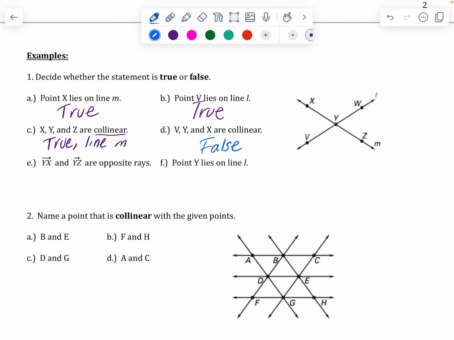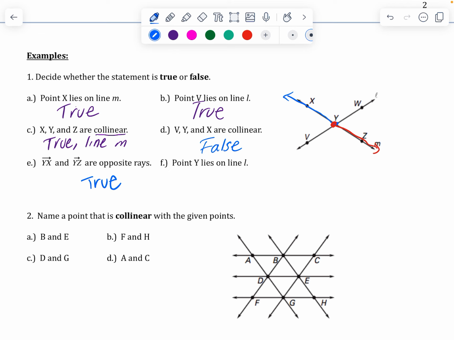YX and YZ are opposite rays. So they both have the endpoint of Y. So YX goes this way, and YZ would start at Y and go this way. And they go in opposite directions and form a straight line, and so they are opposite rays.